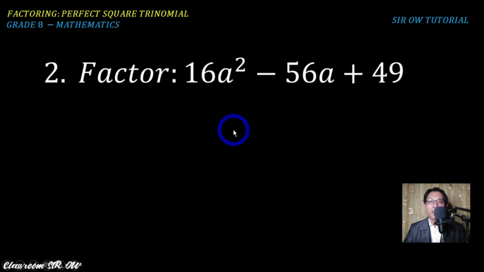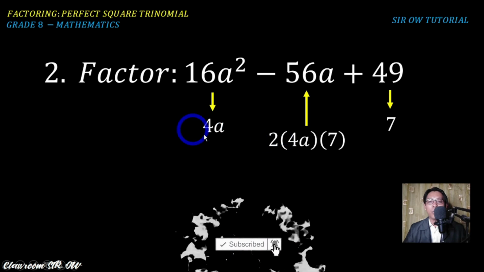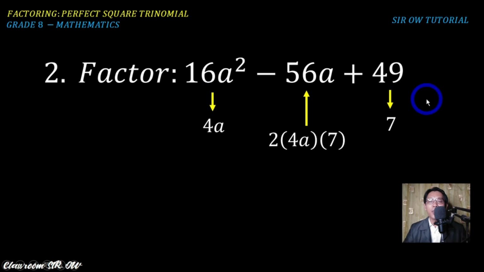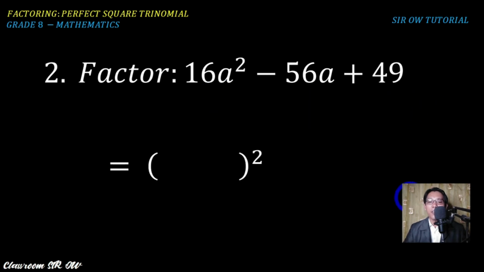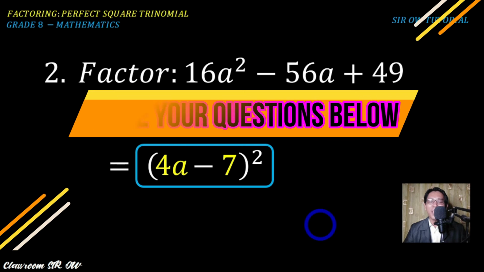Question number 2. Again, the two conditions must be true. If you investigate this one, the product of the square root of the first and the square root of the last term by 2 is always the middle term. So therefore, this is a perfect square. The factors of this are, why factors? Because there are actually two factors of the same value. We make use of the sign of the middle term, which is negative. Again, whatever the sign in the middle term is would be the sign also in our factor. The square root of 16a squared is of course 4a, and the square root of 49 is 7. This would be the factored form of question number 2. If you have some questions, I will be happy to answer them. Just write them in the comment section.